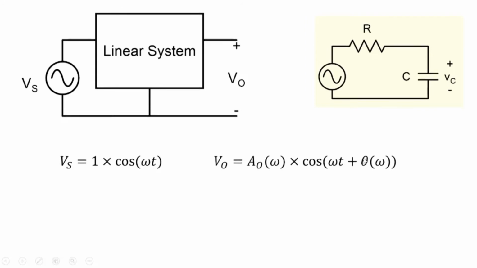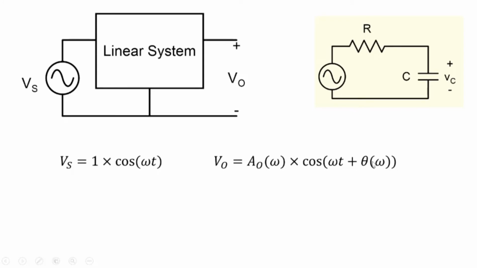So the output is going to be like this in general, with some amplitude A0 of omega. It will depend on omega. Different frequencies will have different consequences, and the system will behave differently. It's going to be a cosine signal at the output also, but with some phase difference. So the characteristics of this linear system are defined by A0 of omega and theta of omega: the amplitude as a function of omega and the phase as a function of omega.